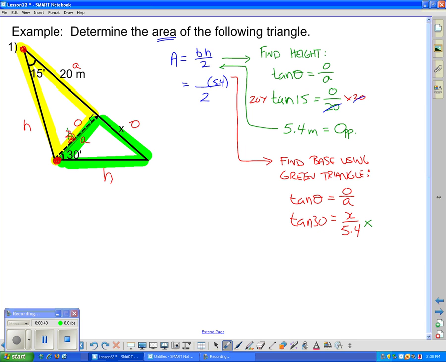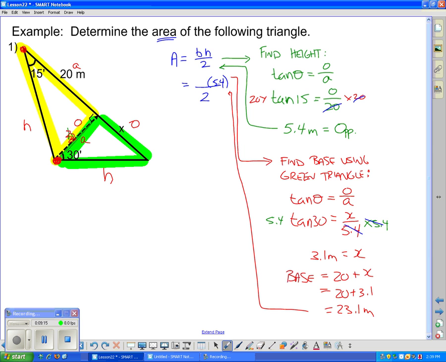Multiply both sides by 5.4. And that's all we need to do to get x isolated. So 5.4 multiplied by tan of 30 is 3.1 equals x. So the base will equal 20 plus x, since that's the whole base there in the bottom. So 20 plus 3.1, so 23.1 meters.